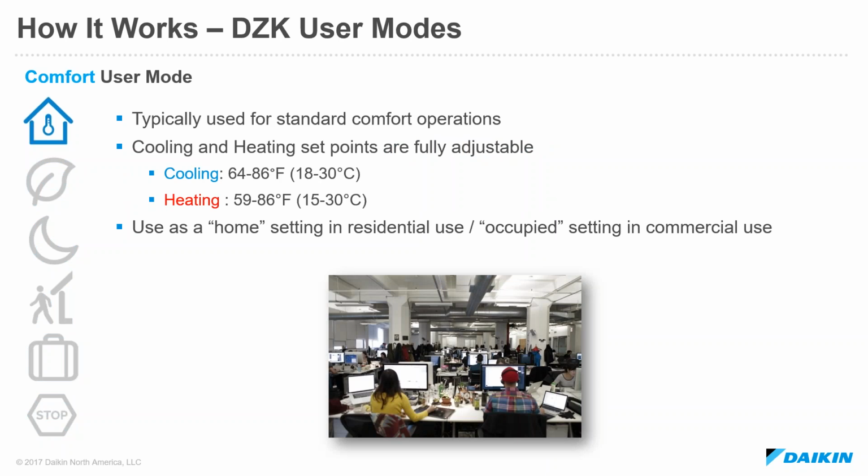So the basic user mode is the comfort user mode, and this is typically used essentially as a standard occupied setting in commercial use. It's sort of a home setting if this DZK is being used residentially. But this is essentially your standard day-to-day set points within the system. So the comfort user mode has adjustable set points within the range of 64 to 86 degrees Fahrenheit in cooling. On the heating side, it's 59 to 86 degrees Fahrenheit.